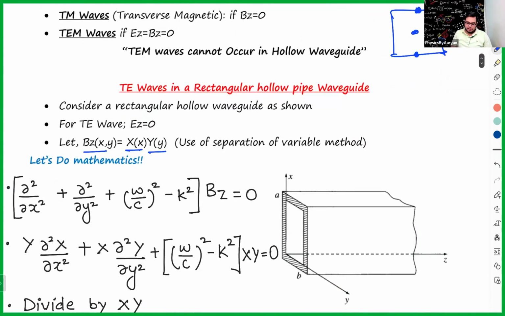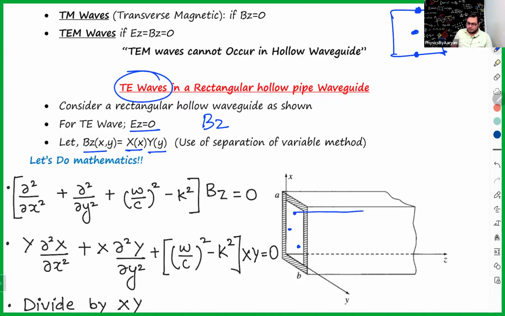First thing I'm doing is for TE waves, transverse electric waves. For a transverse electric wave, Ez is 0, and the only thing left to find is Bz. And Bz is a function of two parameters, x and y. Why? Because the value of Bz at this point will be different, at this point will be different, at this point will be different. It is a function of x and y, but not a function of z.